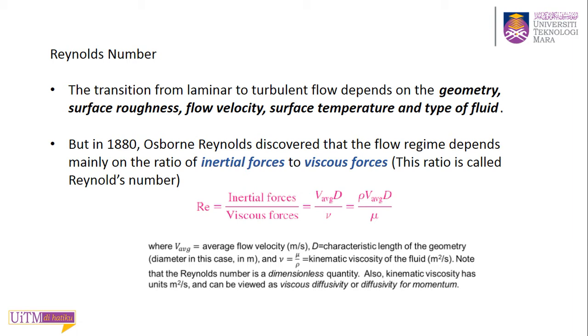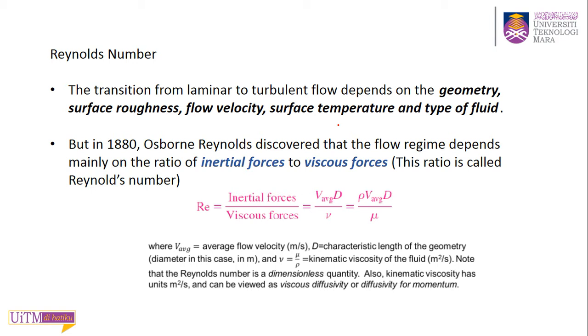So these are the factors we take into consideration when the fluid flow changes from laminar to turbulent. As the velocity increases, the flow condition can change from laminar to turbulent, and so forth. But in 1880, thanks to Osborne Reynolds, he introduced his discovery.